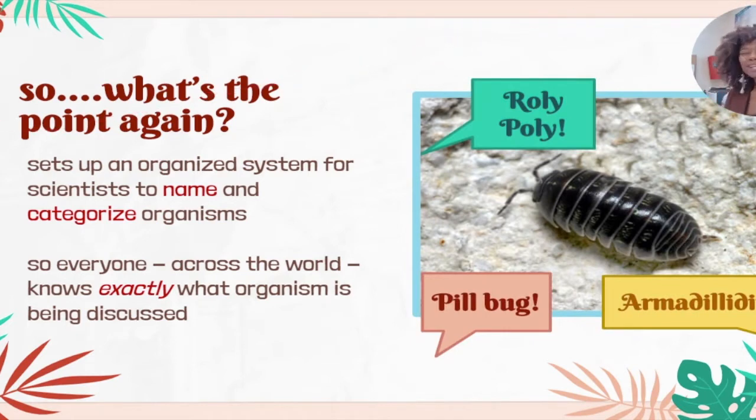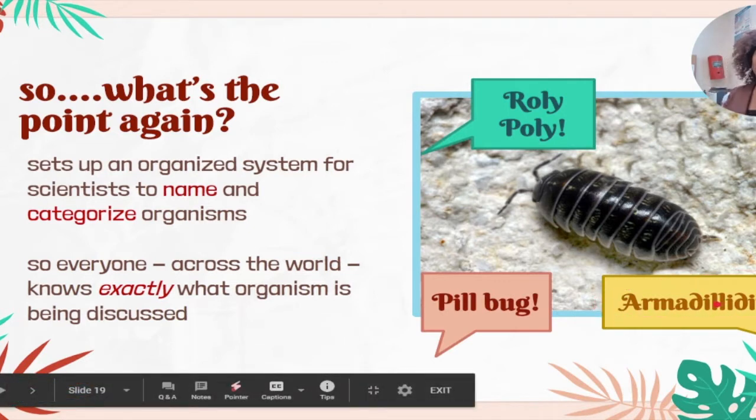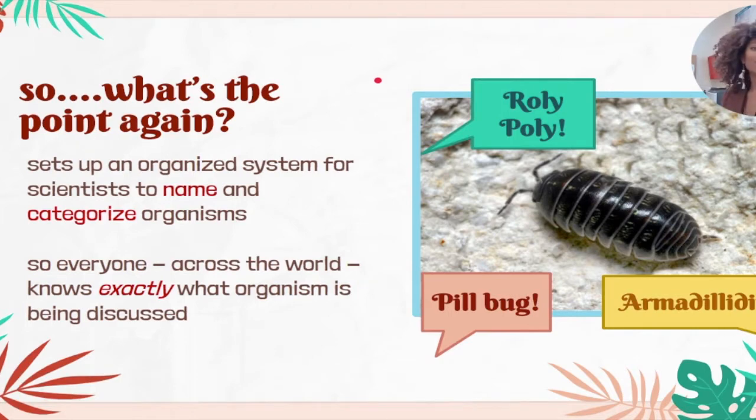Okay, so what is the point of this? What's the point of taxonomy? Why are we even learning about this? Well, again, for the third time, taxonomy sets up an organized system for scientists to name and categorize organisms so that everyone across the world knows exactly what organism is being discussed. So instead of you looking up roly poly and getting a couple results, you can look up Armadillidae and find all of the results, right? Because there are common names, but then there's also going to be that scientific name that everyone, regardless of what language you speak, is going to know.